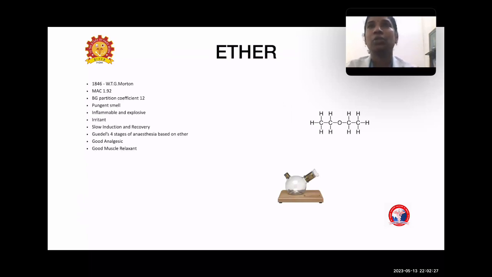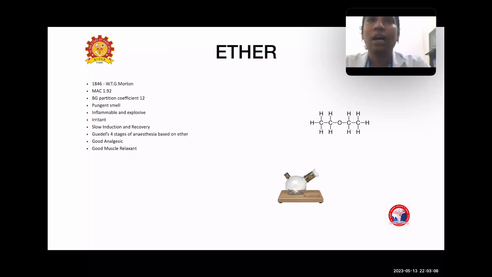So we will see each and every component individually. First, we are going to see ether. As you all know, what is ether? Any one of you? Yes, ether is an inhalational anesthetic agent. It was found out by W.T.G. Morton in the year 1846. Since it is the oldest anesthetic agent, it is still taught even now.